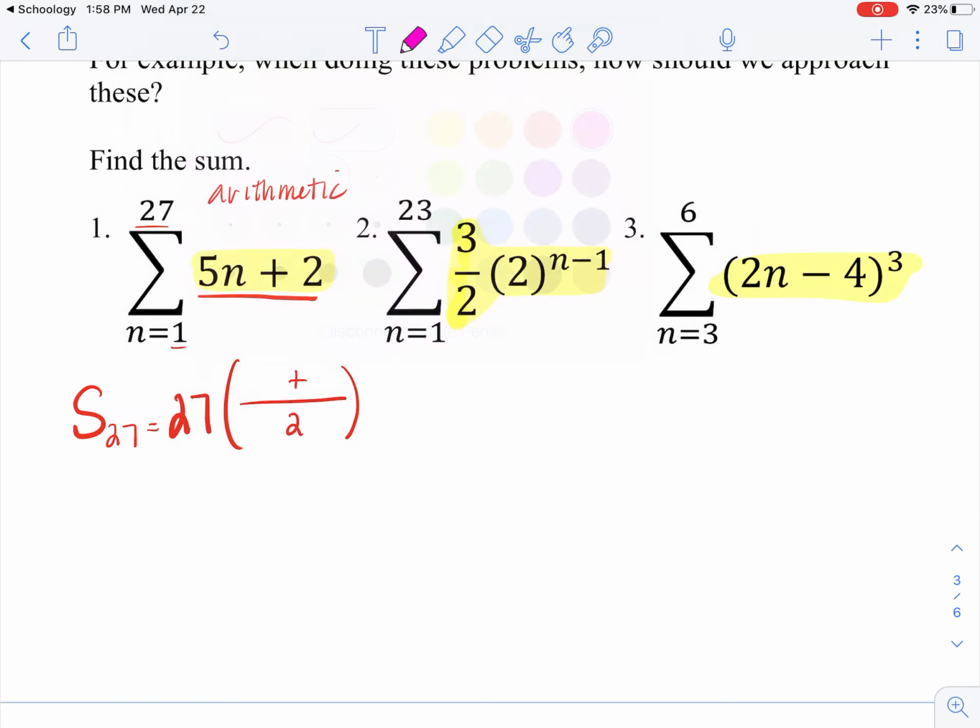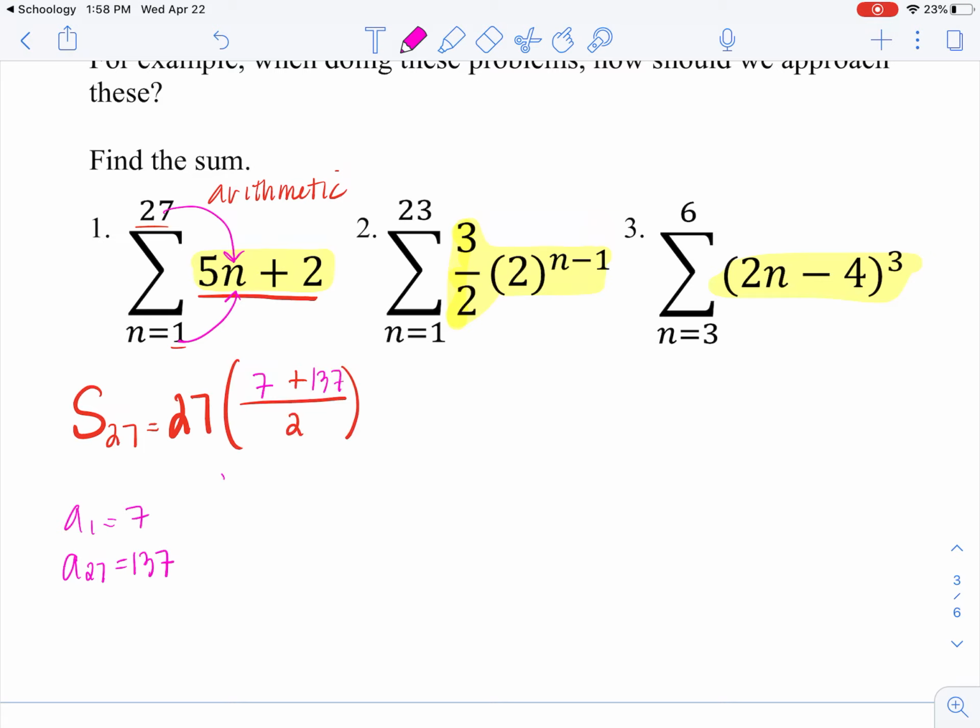So now I have to find the first term. A sub 1 is equal to 5 times 1 plus 2, which is 7. I just plugged in 1 right here. And then I need to find the 27th term. So I need to plug in 27 right here. 5 times 27 plus 2, 137.